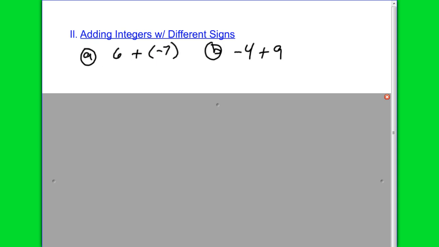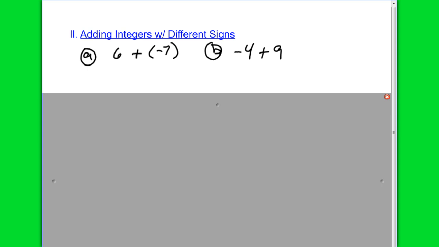Let everyone think for a second. Take this down and write down what you think these sums are. It's all addition right now, so write down what you think they are and then we'll talk about it. The first is 6 plus negative 7. They do not have the same sign. 6 is positive and negative 7 is negative.